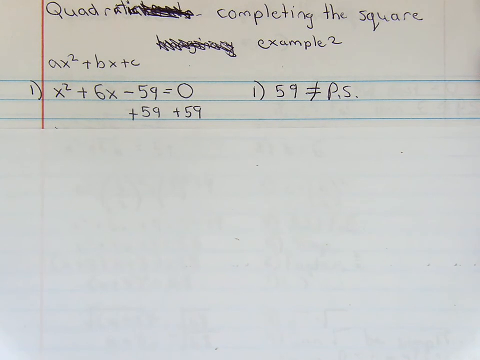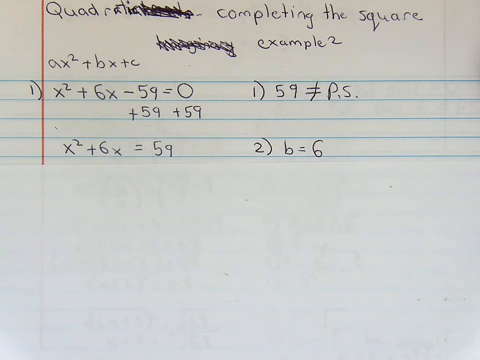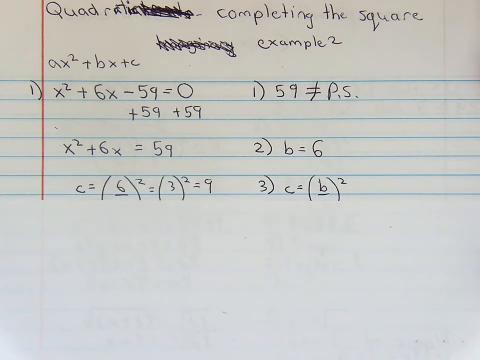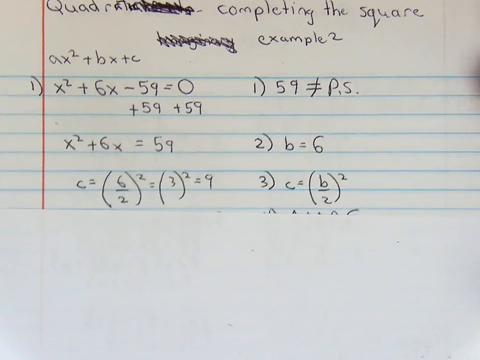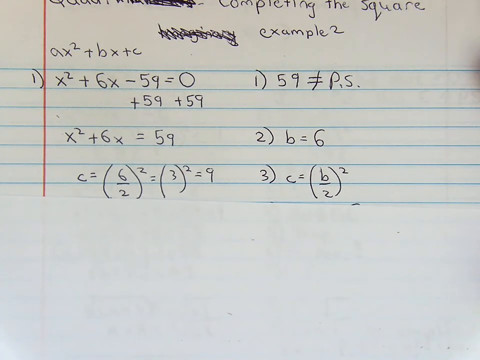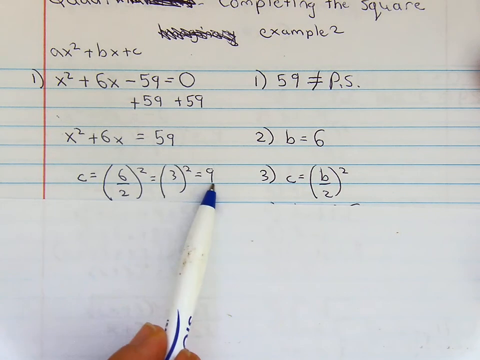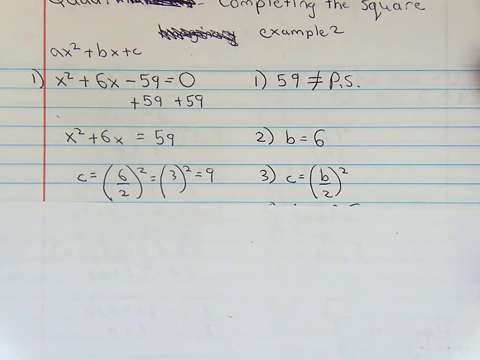So 59 is not a perfect square, so I use the addition property of equality to get rid of that false C. I'm going to identify B, which is 6. And step 3 says substitute B into my equation, which gives me my C of 9.